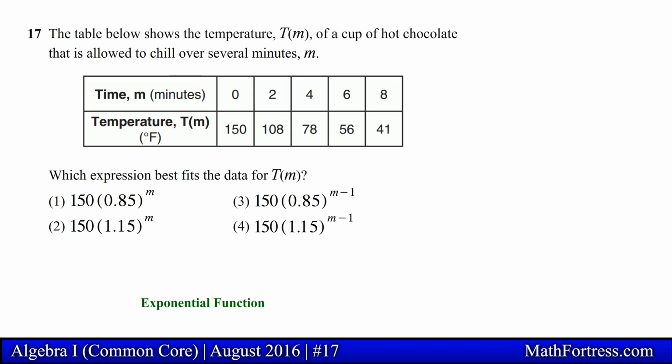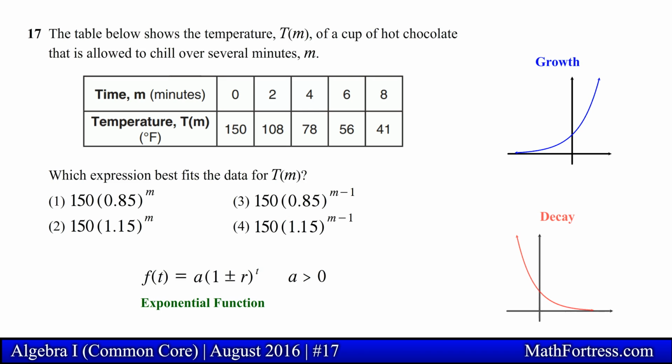Recall that an exponential function has the following form: f of t equals a times the quantity 1 plus or minus r raised to the power of t, where a is greater than 0. There are two types of exponential functions, growth and decay. If the quantity inside the parentheses, which represents the base of the exponent, is a number equal to or greater than 1, then the function represents an exponential growth function. On the other hand, if the quantity inside the parentheses is a number between 0 and 1, then the function represents an exponential decay function.